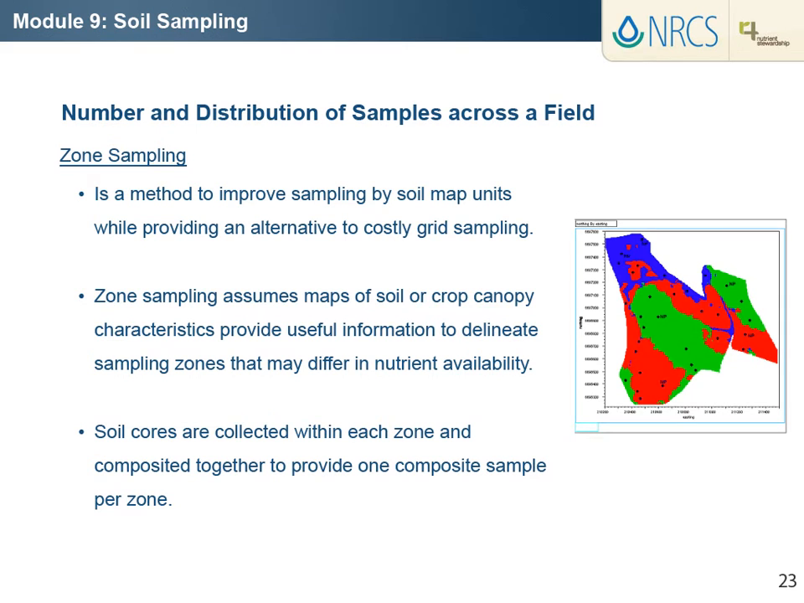Zone sampling is the most recently suggested sampling approach and attempts to improve on the traditional approach of sampling by soil map units while providing an alternative to the usually denser and costly grid sampling approach. The basic assumption is that maps of soil or crop canopy characteristics provide additional useful information to delineate sampling zones that may differ in nutrient availability. Soil cores are collected at random from within each zone and are aggregated together to provide one composite sample per zone and one soil test value for each unit.